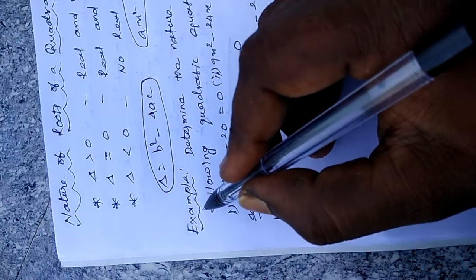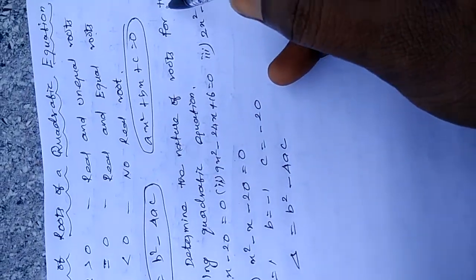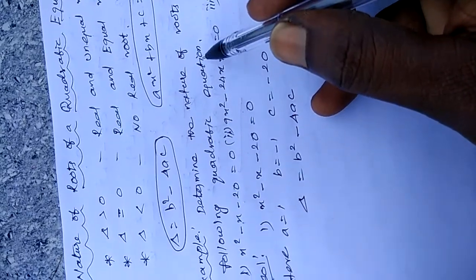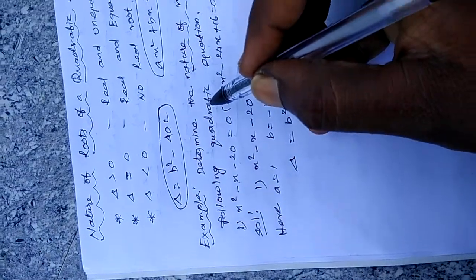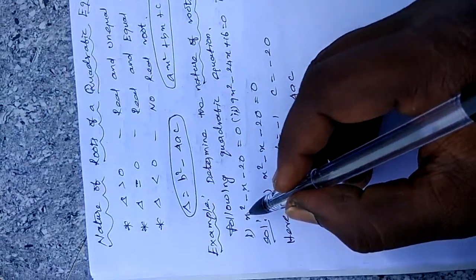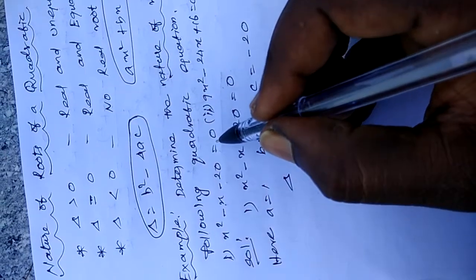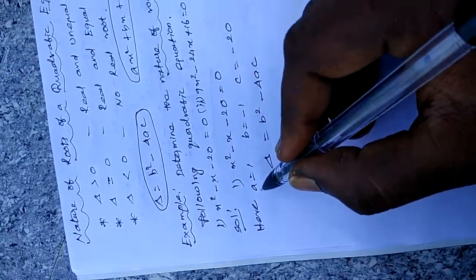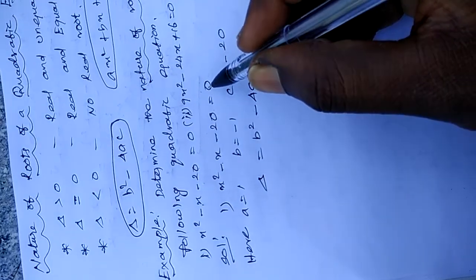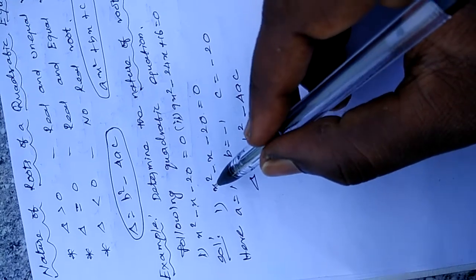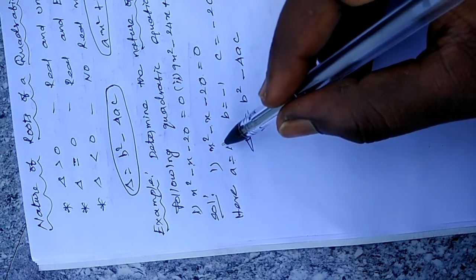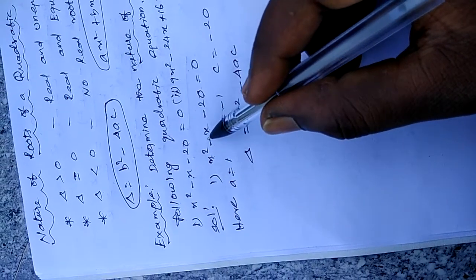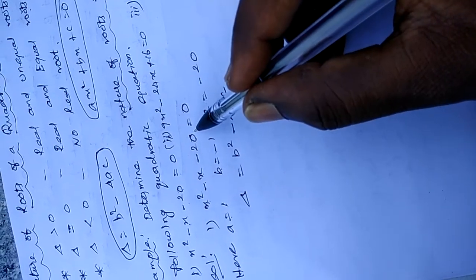Okay, so first, an example. Determine the nature of roots of the following quadratic equations. Subdivision 1, x squared minus x minus 20 equal to 0. Second one and the third one. First one, solution: x squared minus x minus 20 equal to 0. Comparing with the quadratic equation ax squared plus bx plus c, here a equal to 1, b equal to minus 1 and c equal to minus 20.